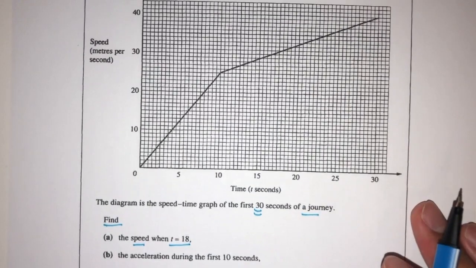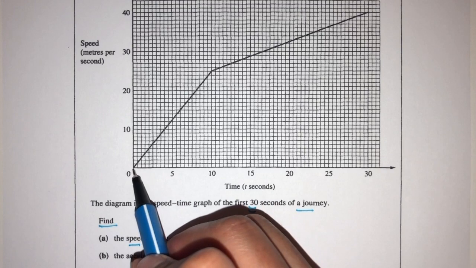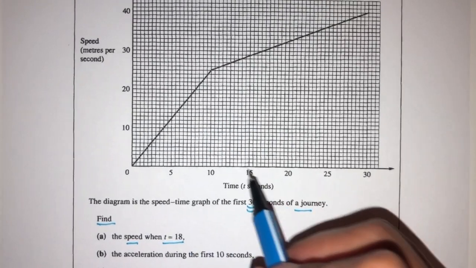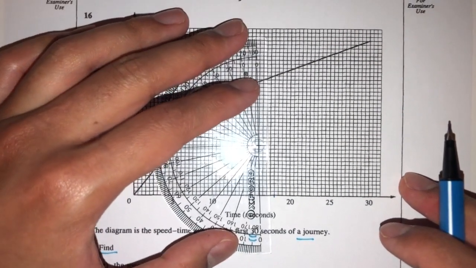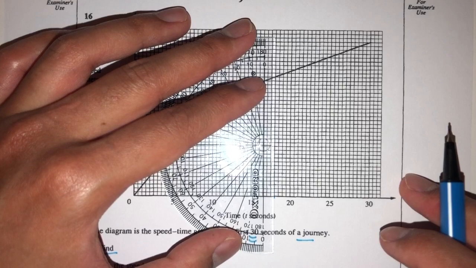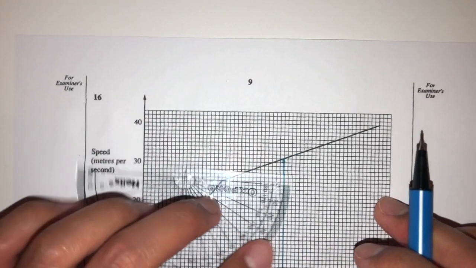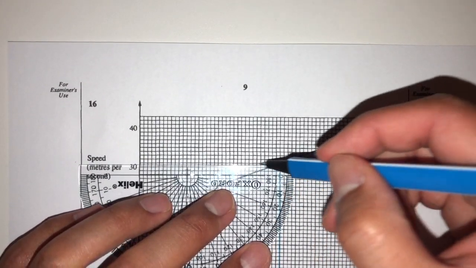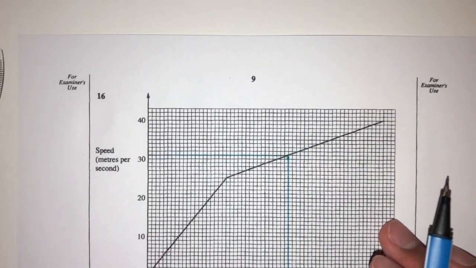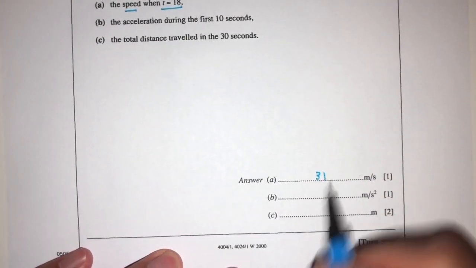So let's use the graph. 18 will be, well, this is 15, so 16, 17, and 18 will be somewhere over here. So let's find the corresponding value right here. According to the graph, for me it shows to be about 30, 31. So my graph shows to be 31 meters per second.